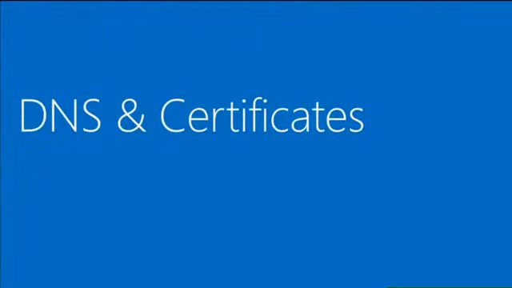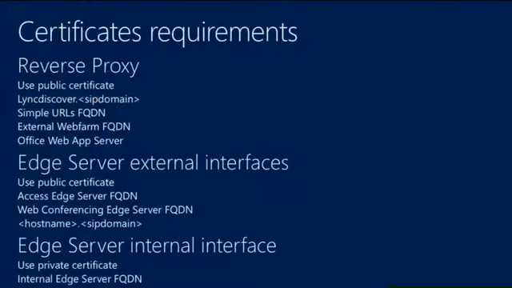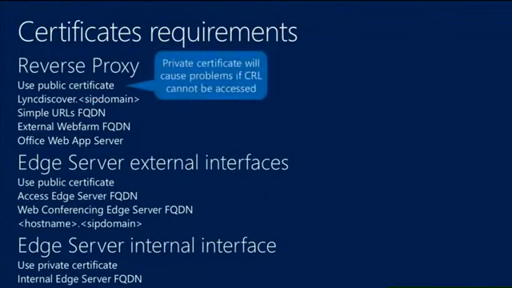Next topic, DNS and certificates. I don't want to go into too much detail here because that's very well documented and probably you have heard it before. To make it simple, you need to include everything in the certificate that you want to publish. So the reverse proxy, the Lync Discover, the simple URLs, the external web farm FQDN, and the Office Web App Server. Important for the reverse proxy is don't use a private certificate on your reverse proxy.